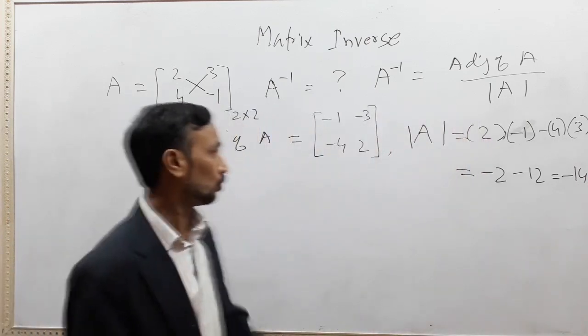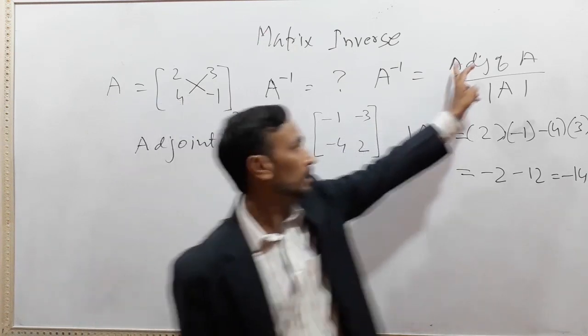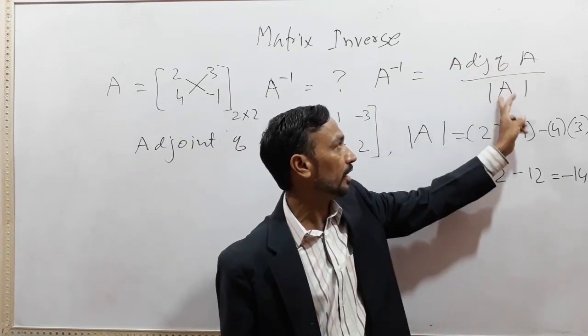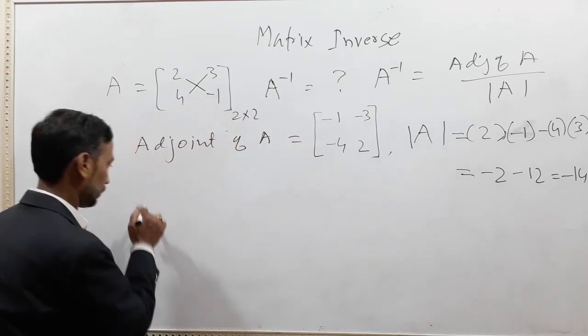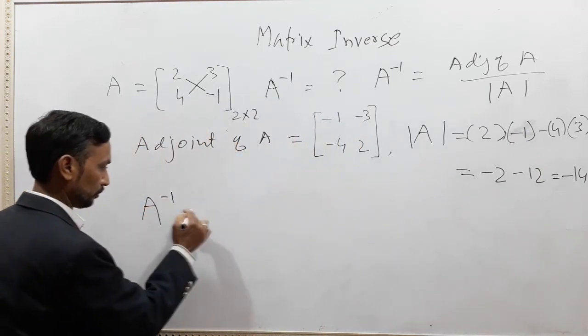So we now know these two steps, the adjoint of A and the determinant of A. Now we can easily calculate the inverse of A.